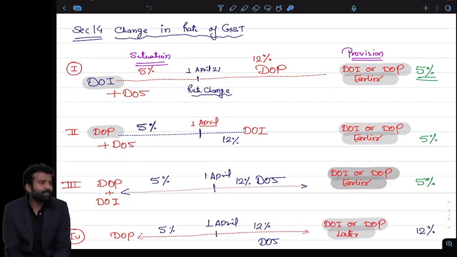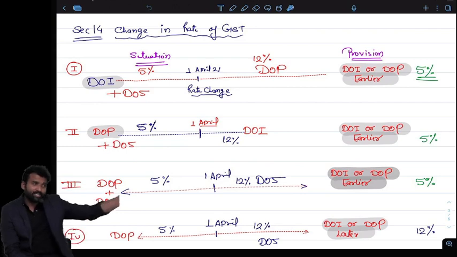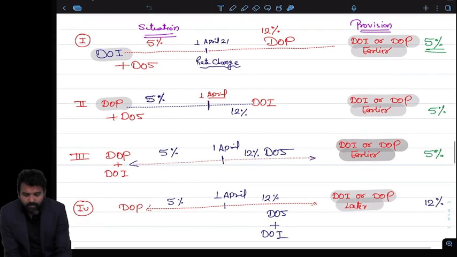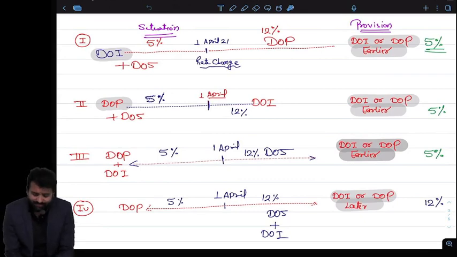Tell me what rate will be applicable if invoice and supply both are before the rate change and payment is after the rate change. Old rate, because majority is towards the old rate. Second, payment is before the rate change, supply is before the rate change, invoice is after the rate change. Tell me what rate will be applied. Again 5%.